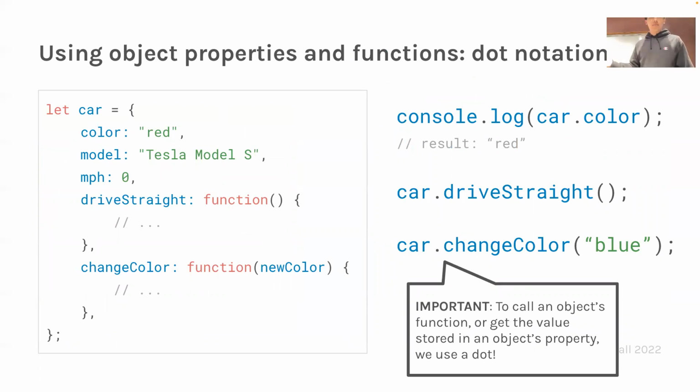To call either a property or a function, we use the dot notation. So we do the name of the object, car dot color, to get the color. We do car dot drive straight to use the drive straight function of this car, and then car dot change color blue to call the change color function for this car. And then this will do stuff. It will manipulate some of the properties, or you can read some of the properties and then use the functions, and you can do what you want.